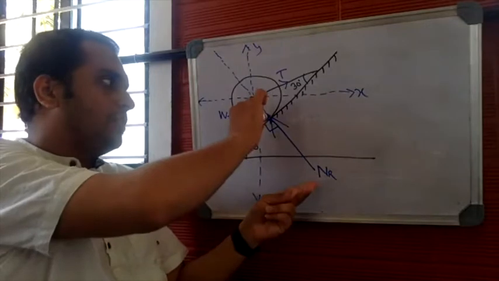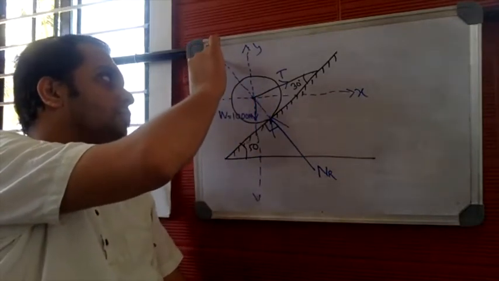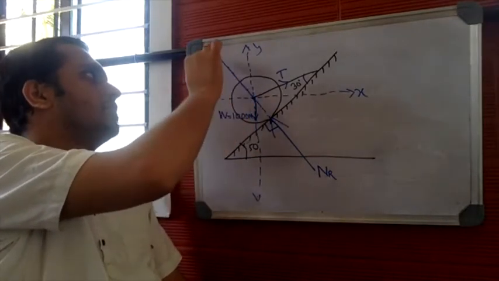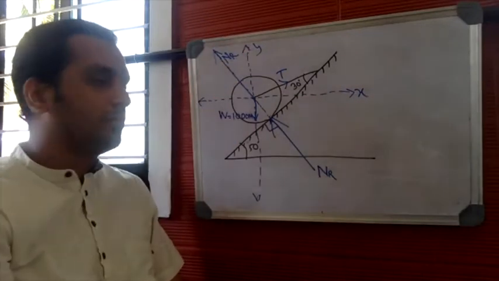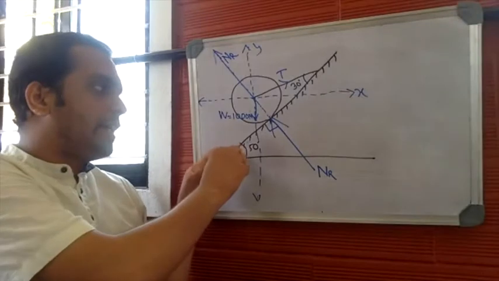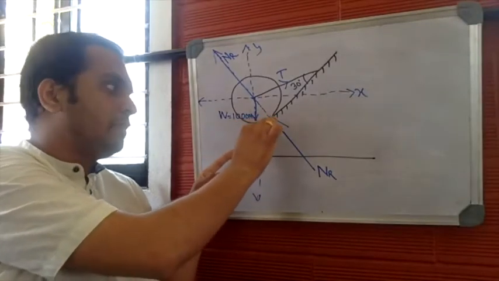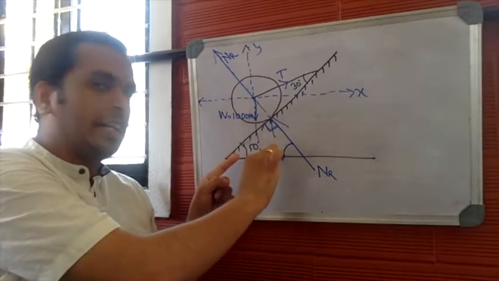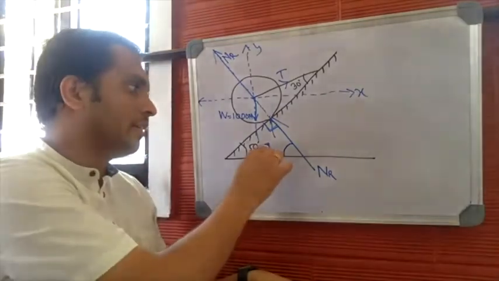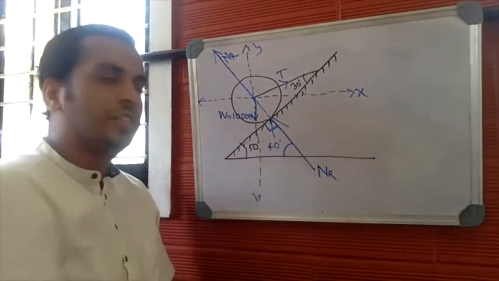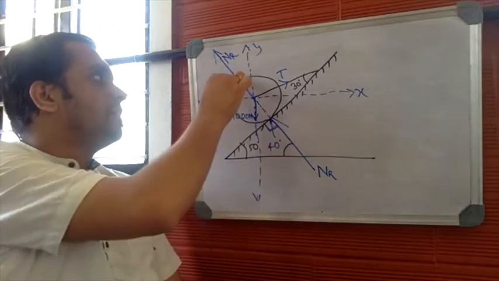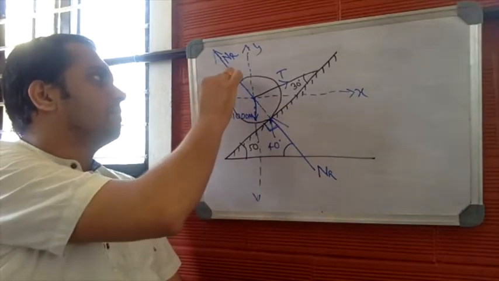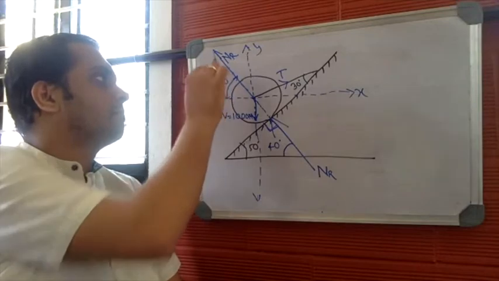The original position is this. You'll be pushing the normal reaction to the 2nd quadrant. This will be the new position of the normal reaction. Now, if this is 50 degrees, this is perpendicular, 90, so this angle will be 40 degrees. This angle will be 40. So if this is 40, even this angle will be 40, right?